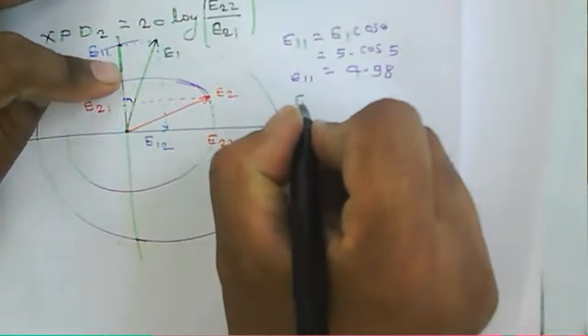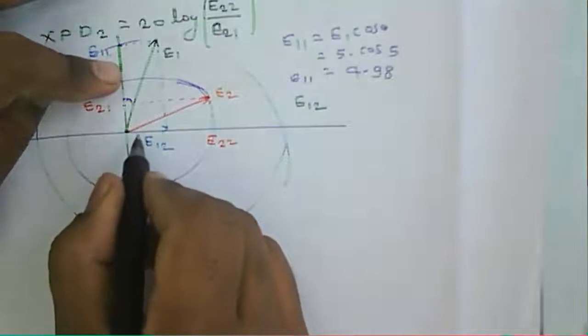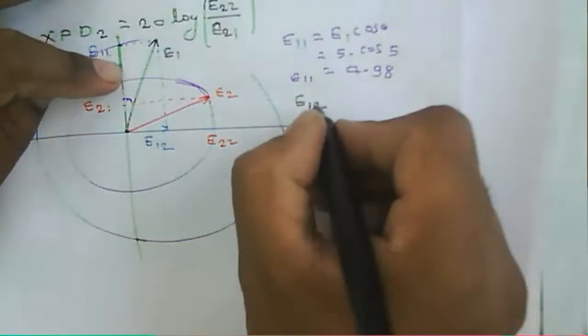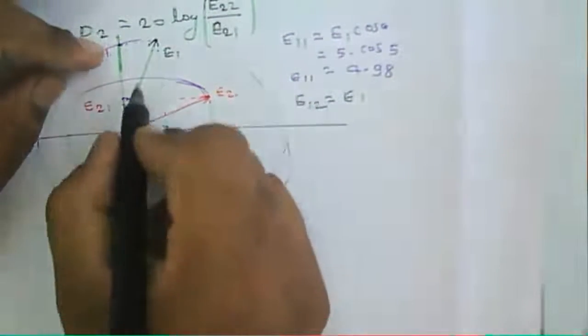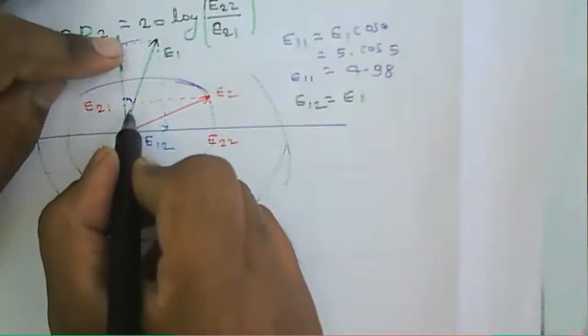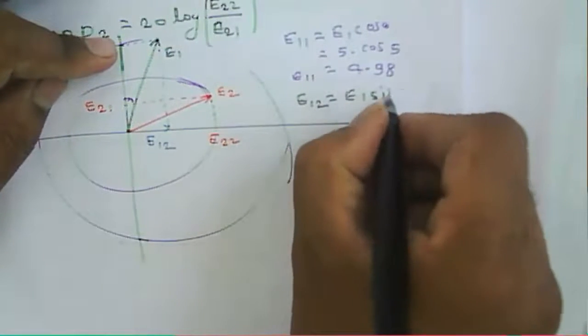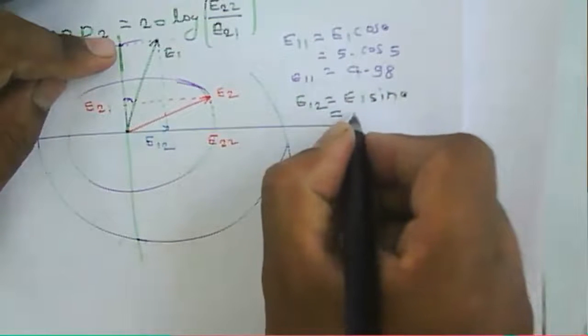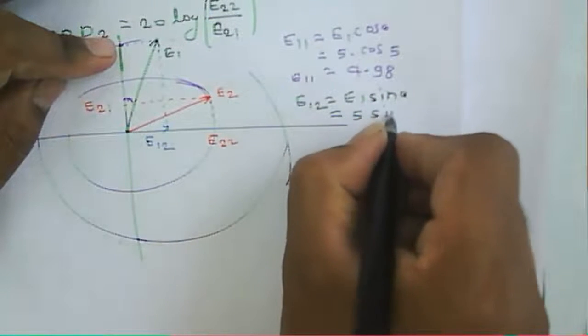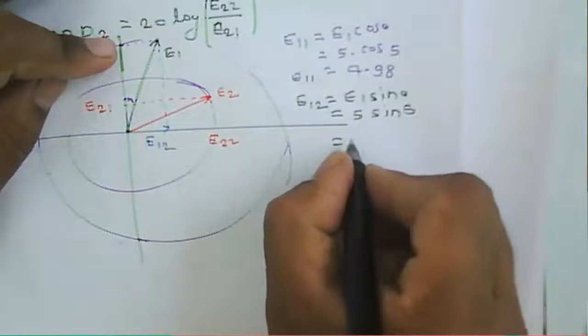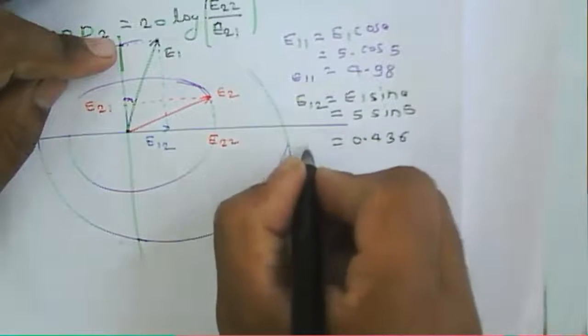Next about E12. E12 is equal to what? E1, because theta is here cos, so it is nothing but sine. So E1 sine of theta is equal to 5 sine of 5, which is 0.436. That is E12.